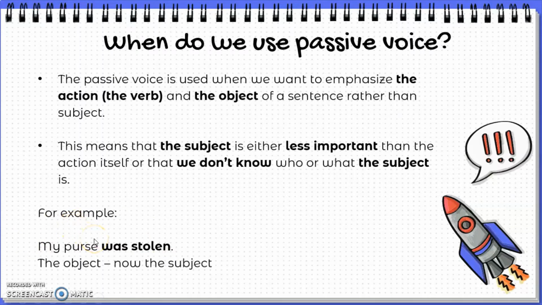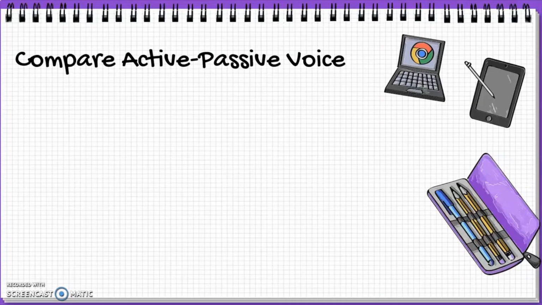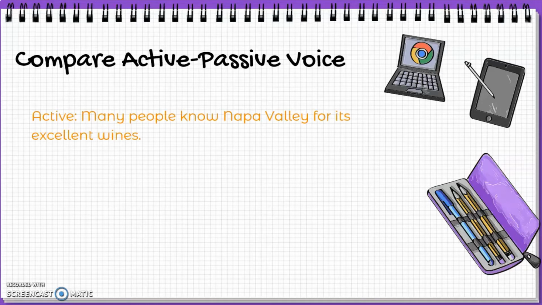In this case, my purse is now the subject. The object in the active voice is the subject in the passive voice. I will explain this little by little later. My purse now, the action is that it was stolen. Okay? Compare active and passive voices.